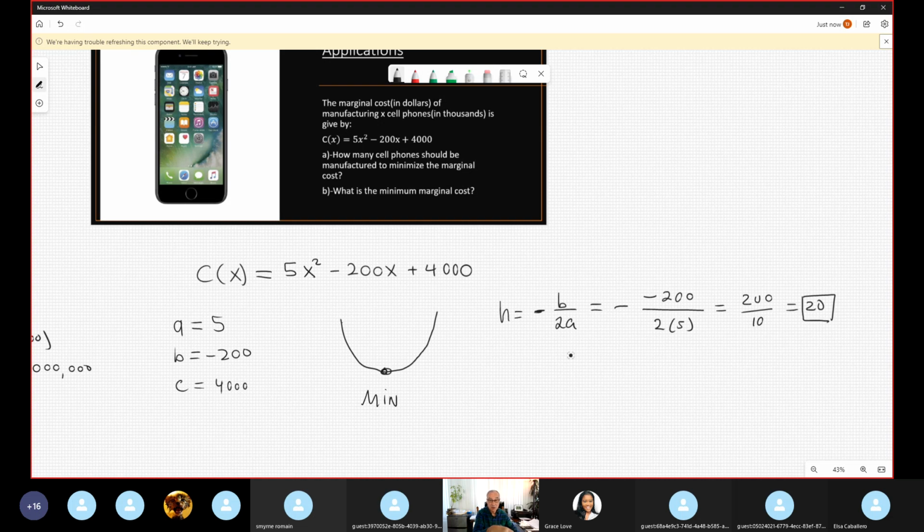So if you are doing 21, I suppose the cost is not the minimum. If you are doing 19, it's also not the minimum. And the optimum is 20. Okay, super. Now you want to find the cost. How many dollars do I need to spend to manufacture 20 smartphones? So you plug 20 into the original equation to get the cost.